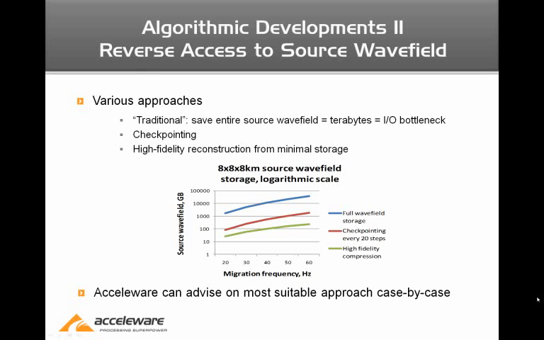The Acceleware preferred approach uses a high fidelity reconstruction of the source wave field using a minimum amount of data stored during the forward propagation phase. And we can see in the graph here how this approach can lead to a very significant reduction in the total storage requirements, even relative to checkpointing. Now, of course, in practice, the best approach may well depend on the specific situation, and Acceleware can advise on the best approach on a case-by-case basis.